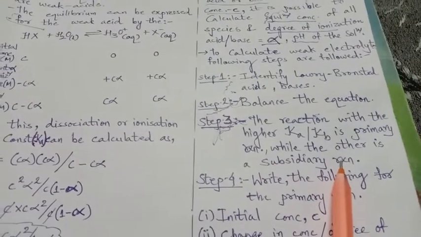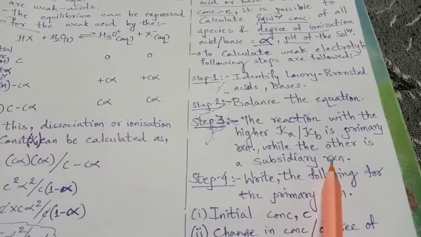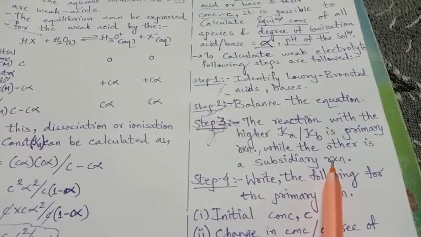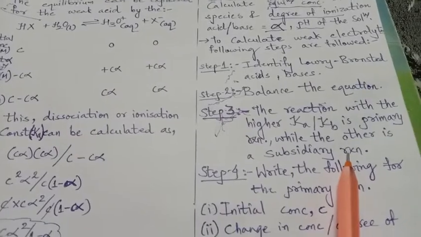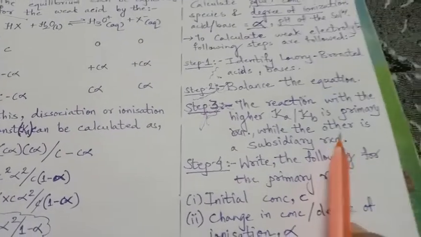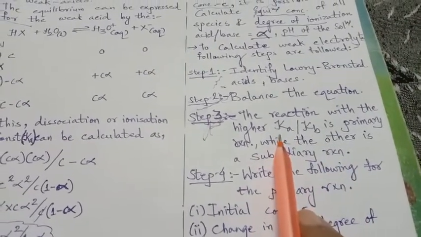Because when the reaction is in front of us, there may be two steps in the reaction. So one will be the primary reaction and the other will be the subsidiary reaction. But it will depend on the values of Ka and Kb.